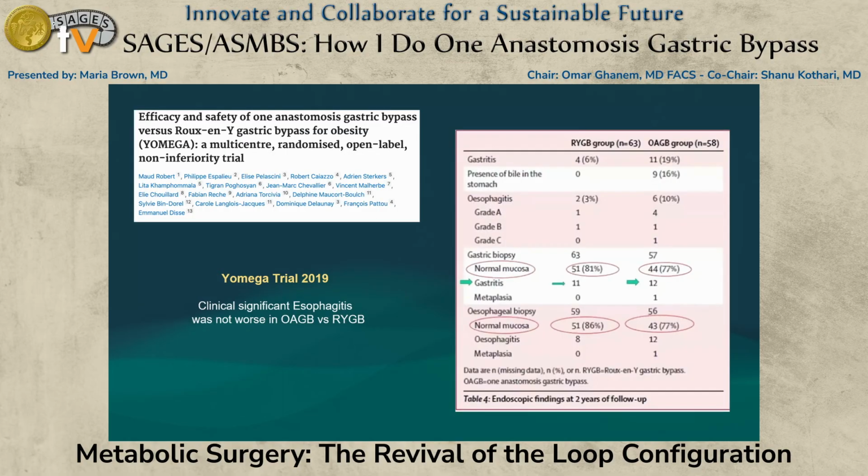The Y-omega trial, I chose specifically to focus on esophagitis from this trial, as this is kind of a hotter topic. When you look at OAGB versus Roux-Y gastric bypass, OAGB did show higher rates of esophagitis on endoscopy. However, when they looked at the grades of esophagitis, the majority of those were grade A, and therefore they concluded that this was not clinically significant esophagitis. Therefore, OAGB was not worse than gastric bypass in that category.